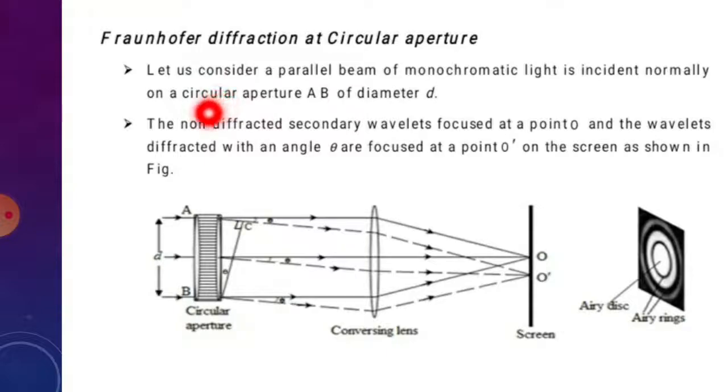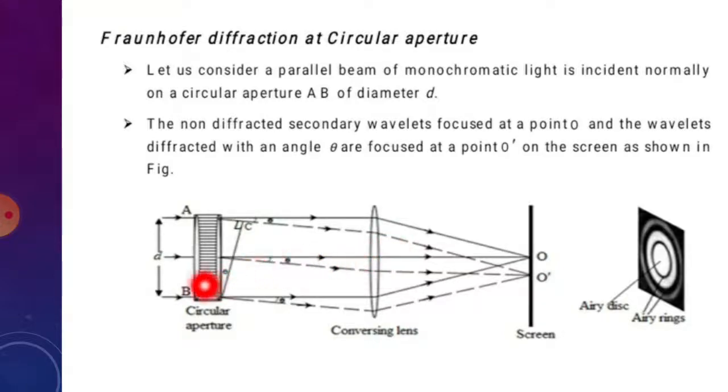For this, consider a lens of circular aperture AB of diameter D, which is placed perpendicular to the plane of the paper. Now, a parallel beam of monochromatic light of wavelength lambda is allowed to pass through the aperture, and the diffracted beam is focused on the screen by this convex lens.